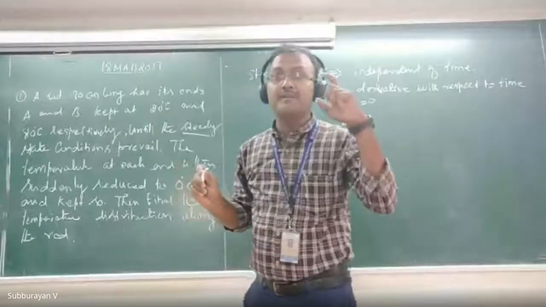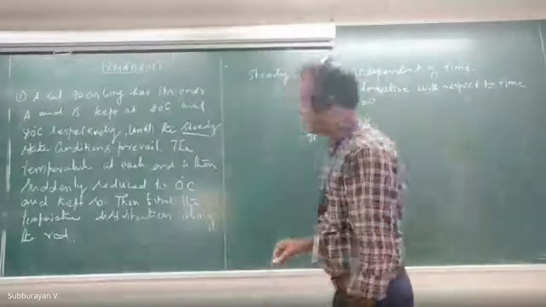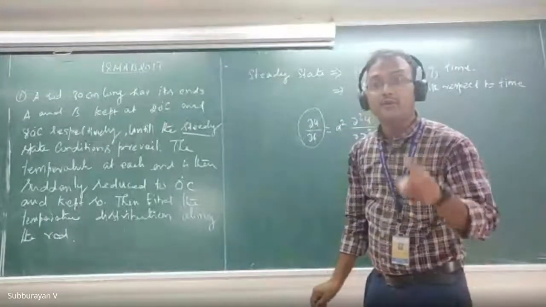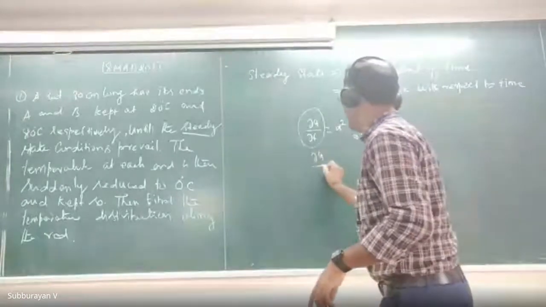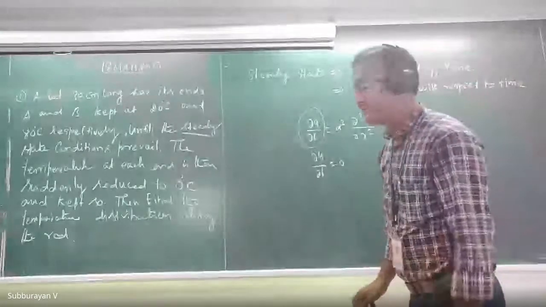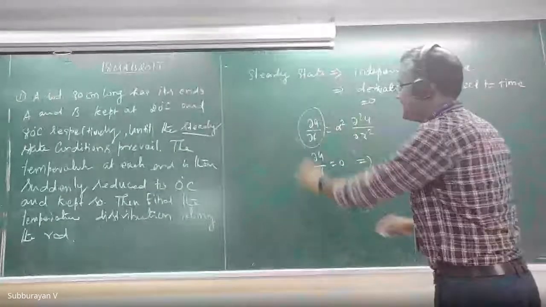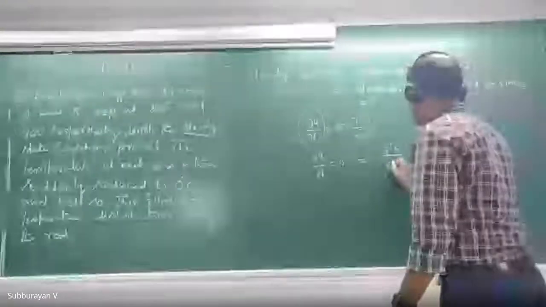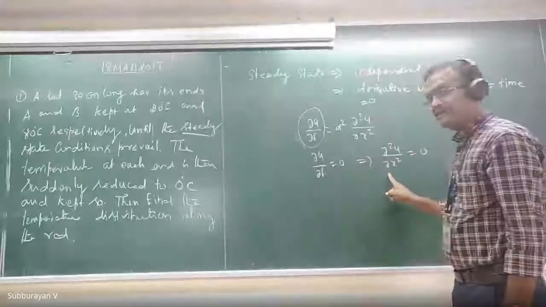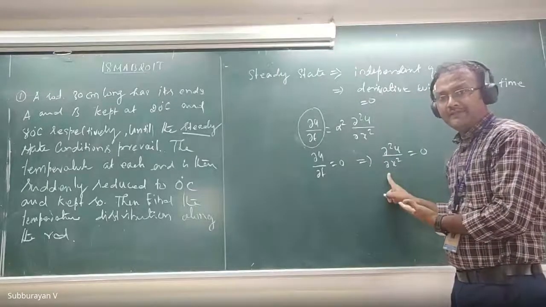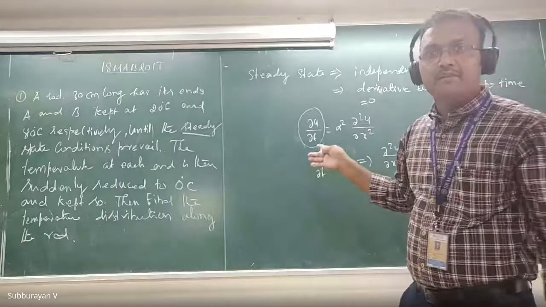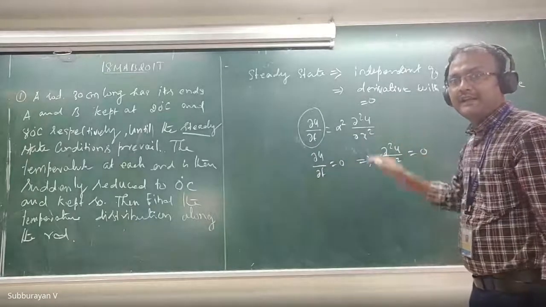Independent of time means the partial derivative with respect to time will be 0. That is, dou u by dou t is equal to 0. If dou u by dou t equals 0, the left hand side is 0, so I will get dou square u divided by dou x square equal to 0. It is a second order ordinary differential equation. Why am I saying this is an ordinary differential equation? Because it is independent of time. Therefore, one can consider this as an ordinary differential equation.